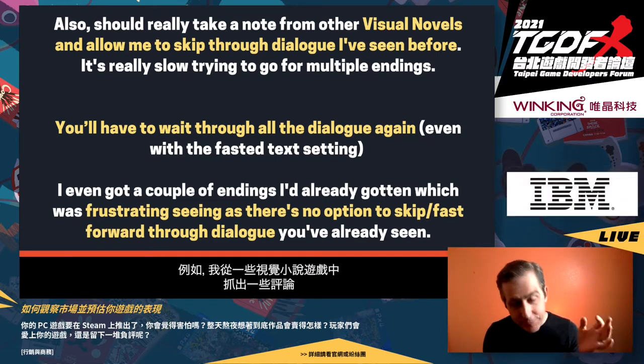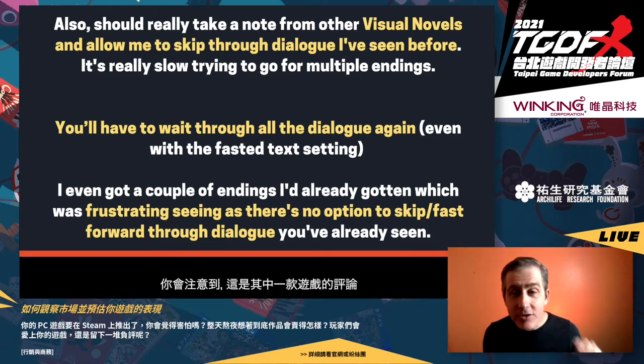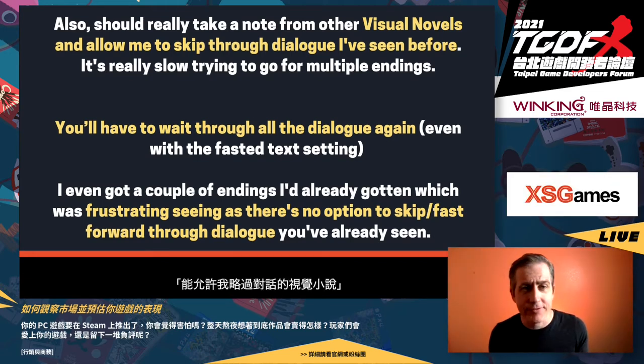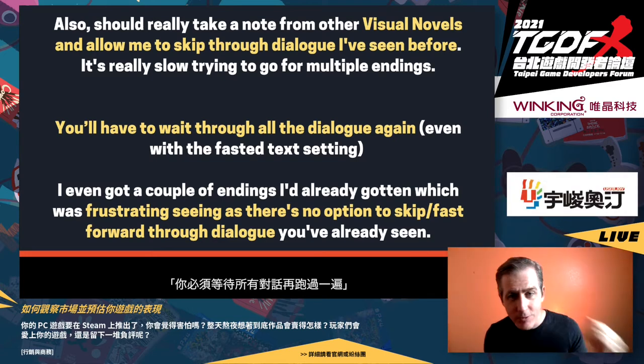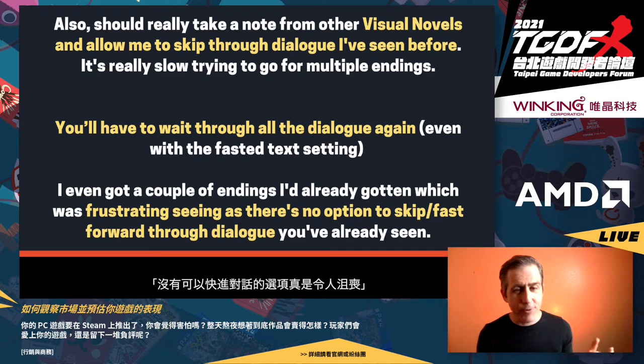So for instance, I've pulled some reviews from some visual novel games. And these are actual reviews from Steam that I've pulled. And you'll notice this is from one game. And you'll see the reviews have the same thing popping up over and over. Visual novels that allow me to skip through dialogue. I wish it had that. You'll have to wait through all the dialogue again. It's frustrating to see that there's no option to skip or fast forward through the dialogue.